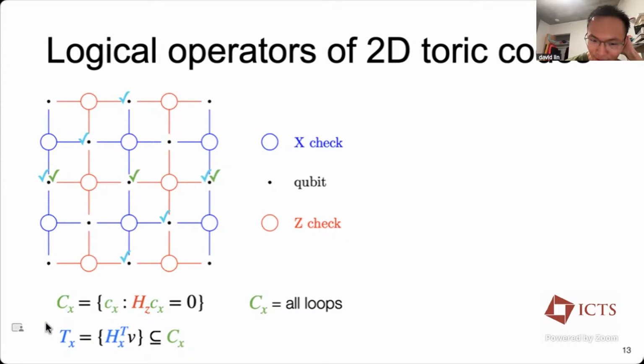What about the trivial logical operators? Recall the process is that you pick an X check and look at the qubits it acts on. In this case, it'll be these 4 qubits. The answer is that they correspond to these contractible loops. You can do some of these exercises at home, but we'll move on.